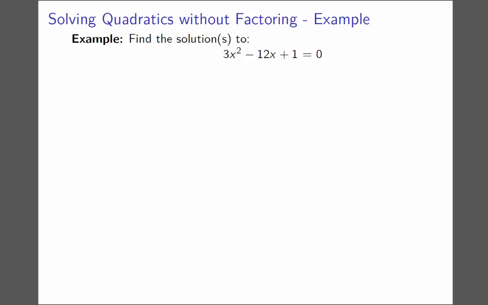In this example, we want to find solutions to the equation 3x squared minus 12x plus 1 equals 0. Like we did before, we need to write this in the form a times x minus h squared plus k. The reason we do this is so that x is only showing up in one place in our equation, so we can solve for it. Please click the link to the right to see the steps to write it in this form.